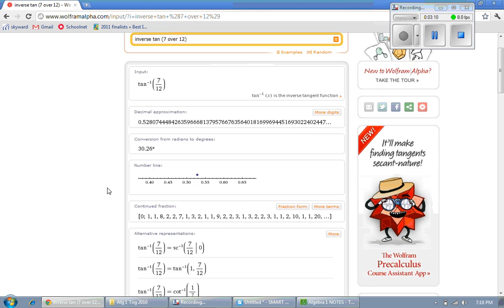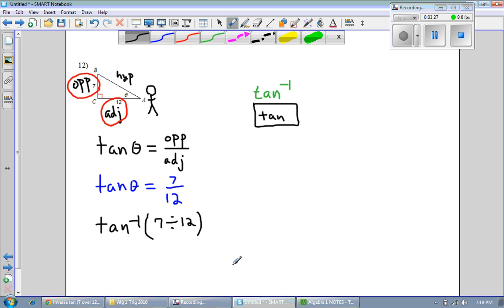But we don't want that. We want degrees. Converting to degrees says 30.26. That's the answer we want. If your calculator's in degree mode, it's going to tell you 30.26. That's what we're looking for. It's traditional to round our angles to the nearest whole angle in this case. So we could say that our missing angle theta is equal to 30 degrees. You can put 30.0 if you want.